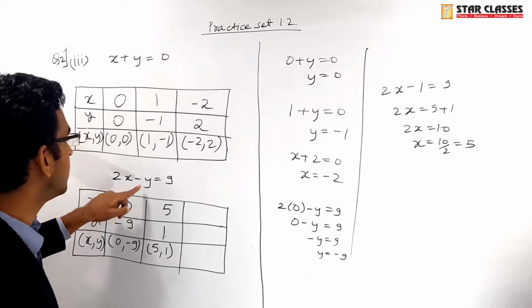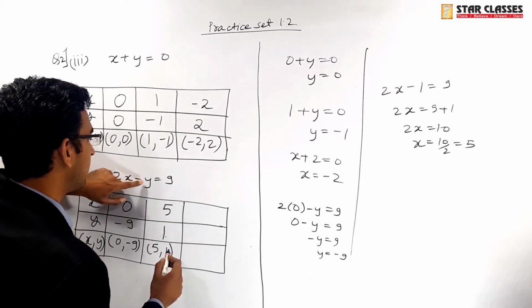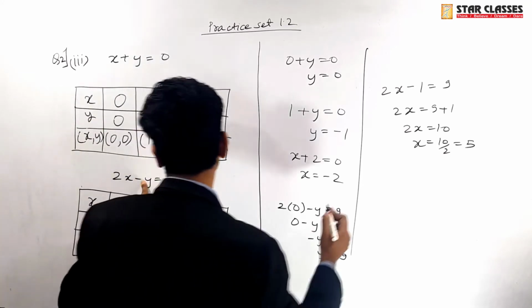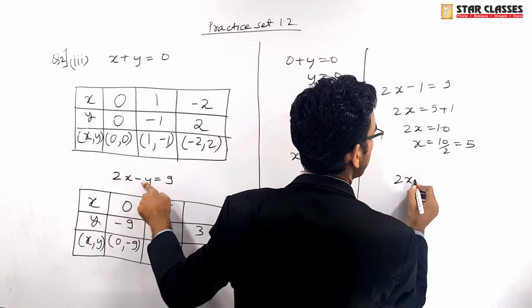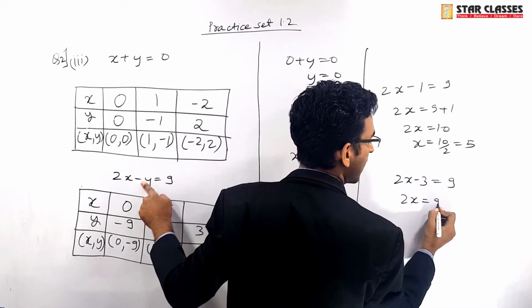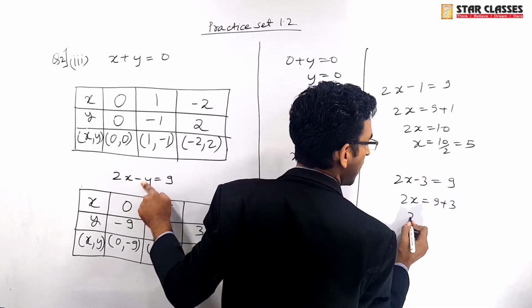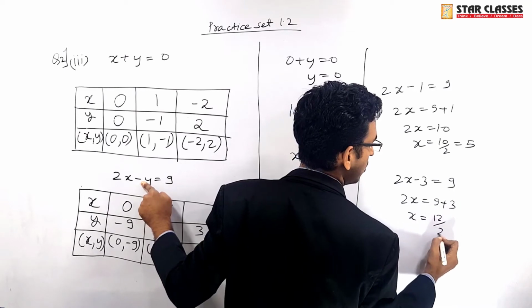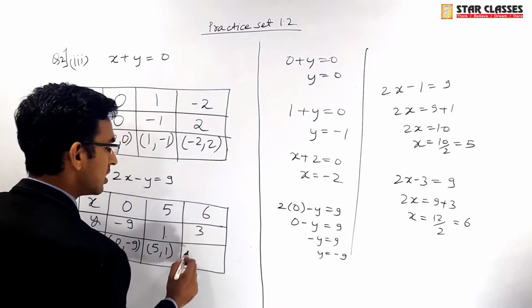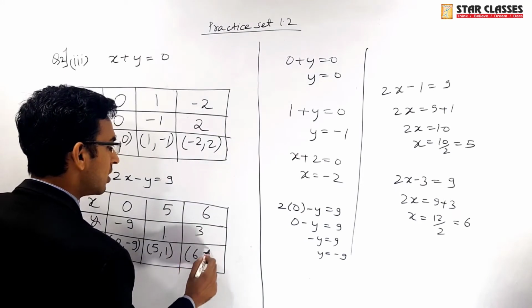Okay. So now let us take another value of y. If I take y as 3, this will become 2x minus 3 is equal to 9. This will become 2x is equal to 9 plus 3. X is equal to 12 upon 2. So this will become 6. So x will become 6. So it is 6 and 3.